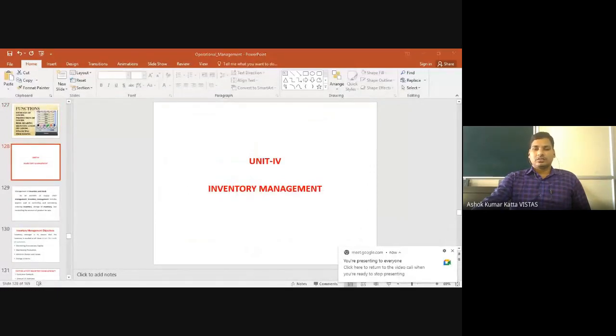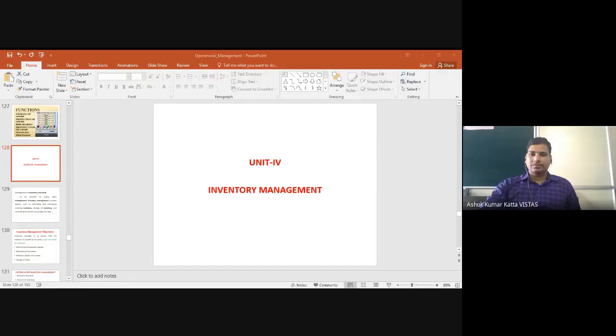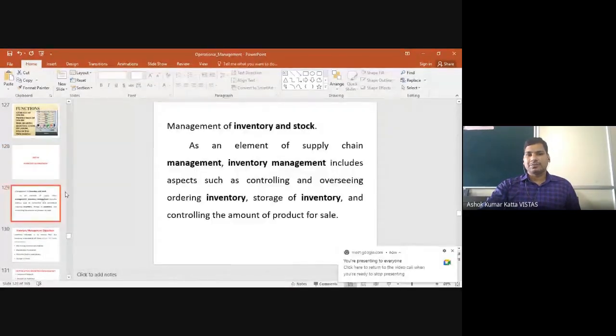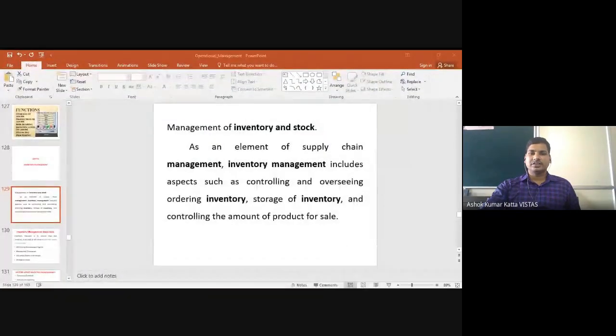Now, next, we are going to talk about inventory management. Looking at that, our subject deals with inventory management. So why should we talk about inventory management, and why is it so important for us to study it as a separate chapter?